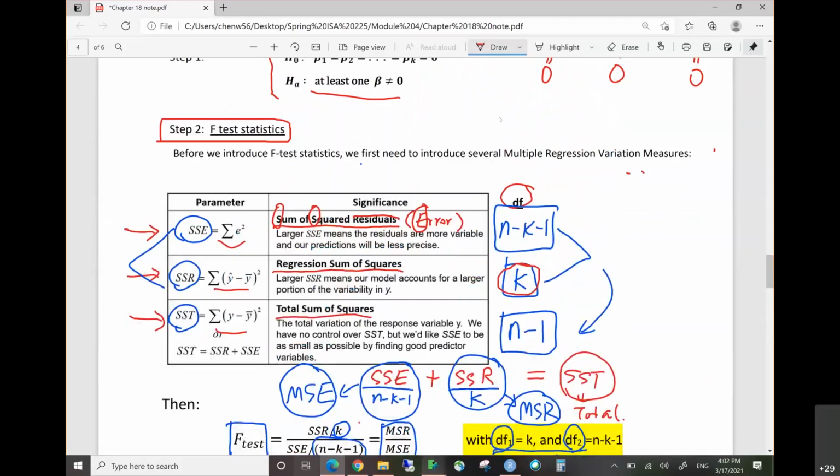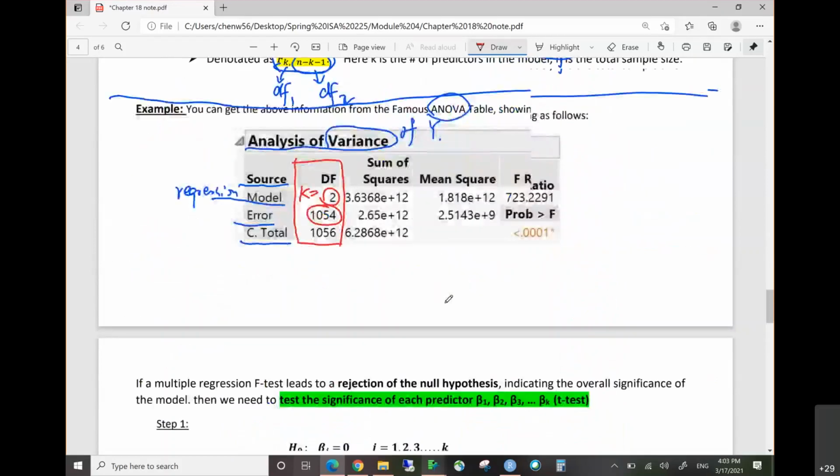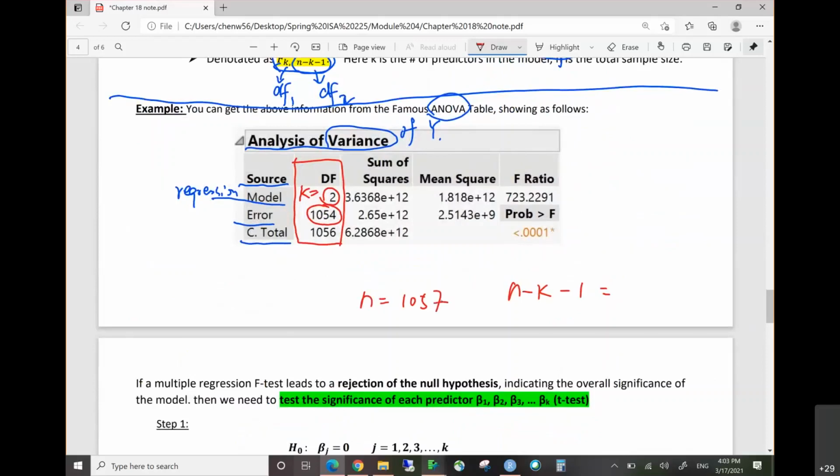Would be this one. Would be this one, right? For the error, which is n minus k minus 1. So that means we totally have n equals 1057, right? So n minus k minus 1 would be 1057 minus k, which is 2, minus 1, will be 1054. So where does this 1054 come from?